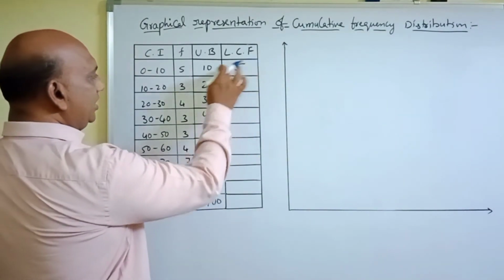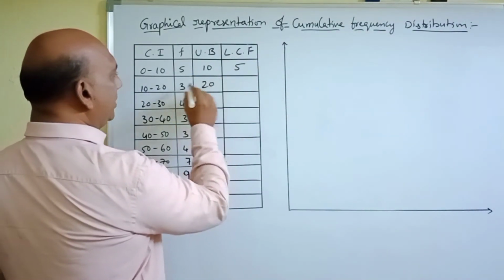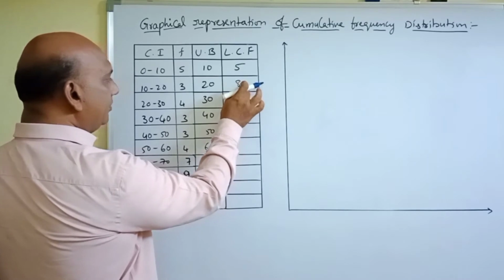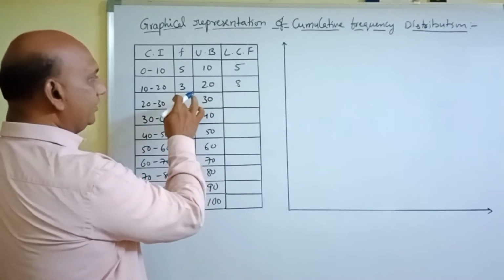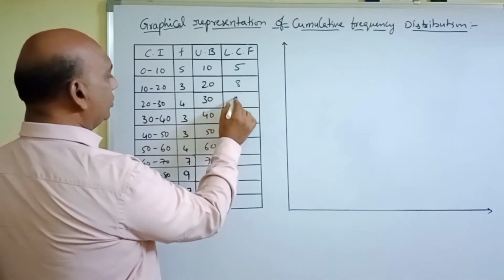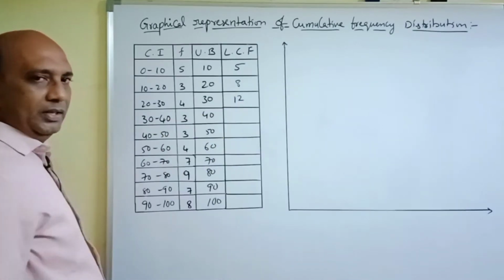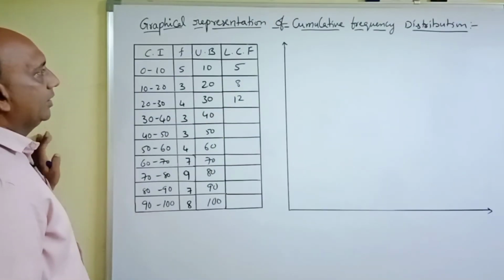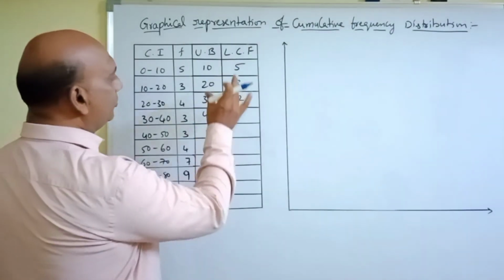And to this frequency add the next one and write here 5 plus 3 is 8, and to this sum add the next frequency, 8 plus 4 equal to 12. Like that, add all the frequencies and write, then you will get less than cumulative frequencies.